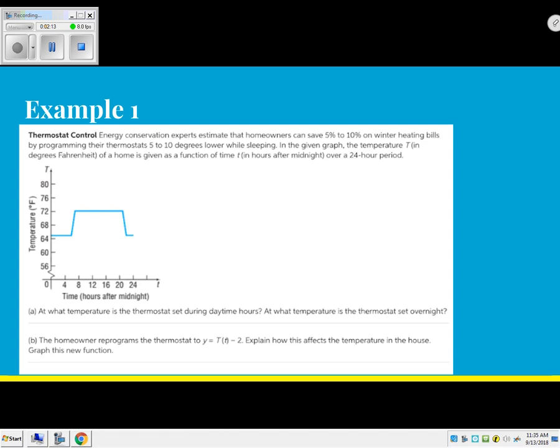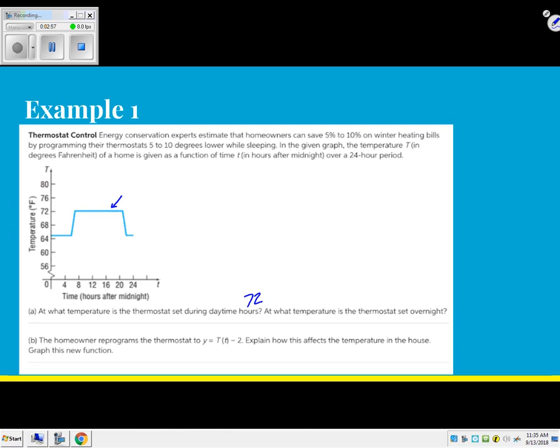But evidently, what this problem says is that energy conservation experts estimate that homeowners can save 5 to 10% on winter heating bills by programming their thermostats to be 5 to 10 degrees lower while they sleep. In the given graph, temperature of a home is given as a function of time, meaning the temperature is my y-axis, and the little t is my x-axis, time after midnight over a 24-hour period. It wants to know, at what temperature is the thermostat set during daytime hours? During daytime hours is where it's peaking right here, so that should be 72 degrees.